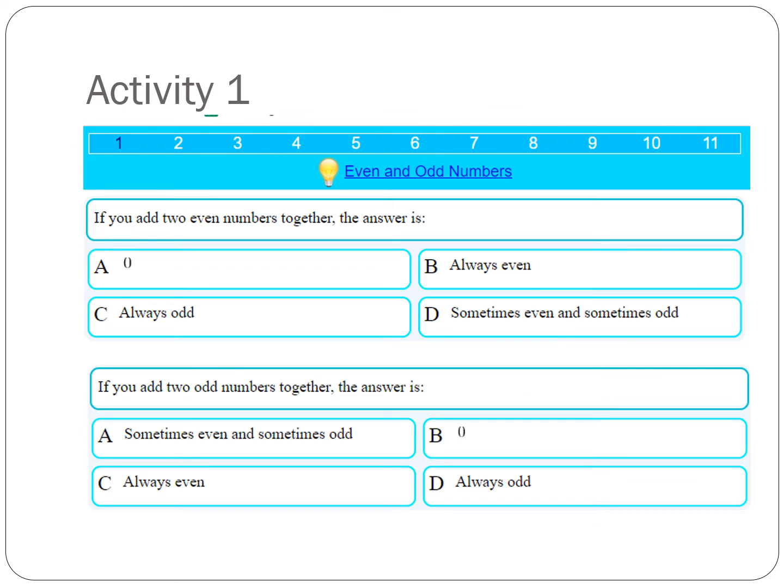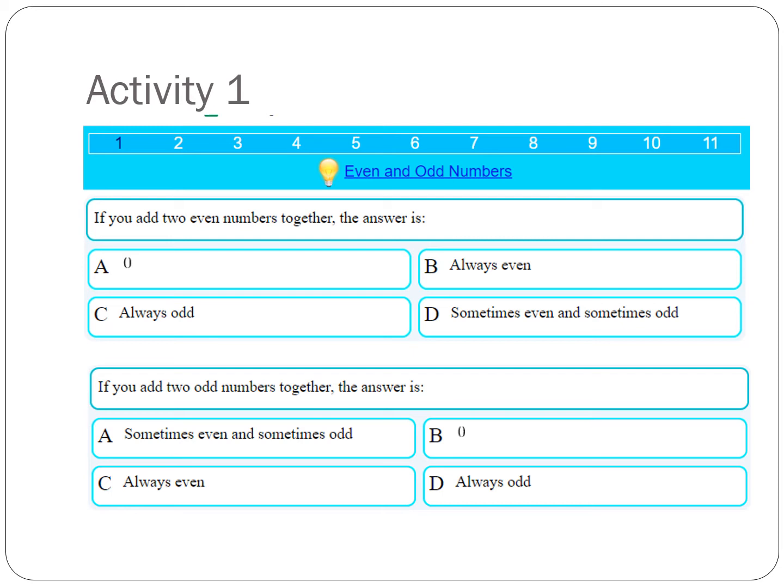Let's do an activity. Number 1. If you add 2 even numbers together, the answer is A, 0, B, always even, C, always odd, or D, sometimes even and sometimes odd. Pause the video, go write your answer down, and then afterwards we will look at what the answers were.